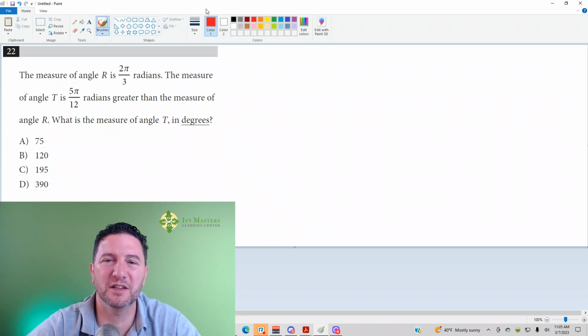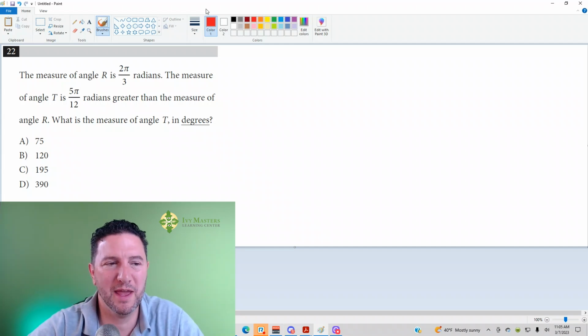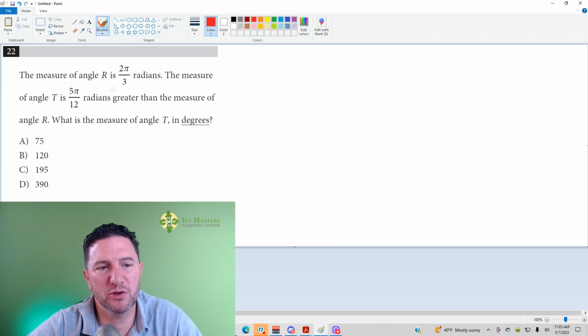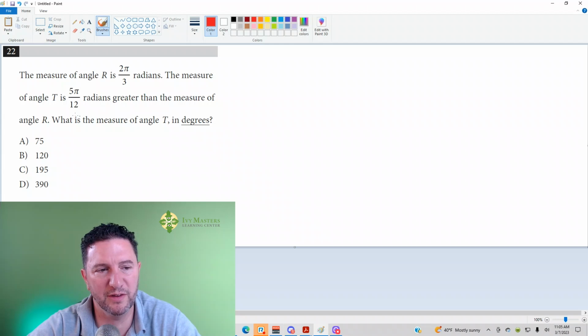And today we're going to look at the 22nd question from the Linear Digital SAT Test 1 Math, Module 1. Number 22 reads, the measure of angle R is 2 pi over 3 radians. The measure of angle T is 5 pi over 12 radians greater than the measure of angle R. What is the measure of angle T in degrees?